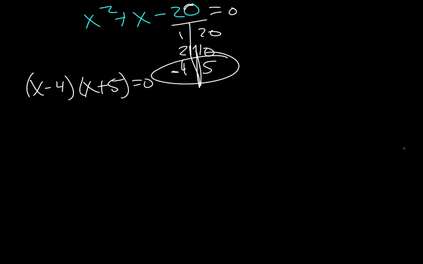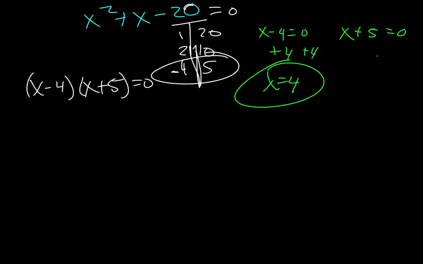And once again, like on the previous problem, we just break it up into 2. So we say x minus 4 equals 0, x plus 5 equals 0. We add 4, x equals 4. We subtract 5, so x equals negative 5. And those would be the two answers using T factoring.